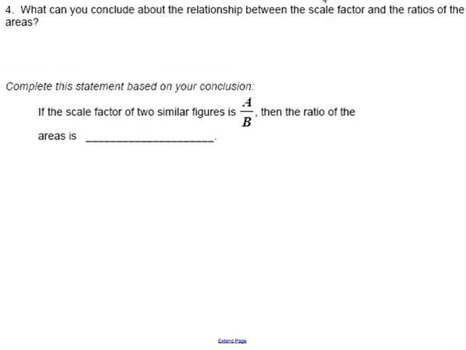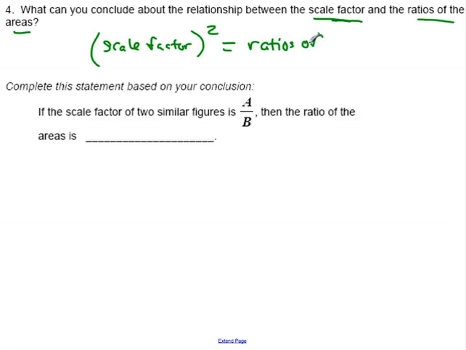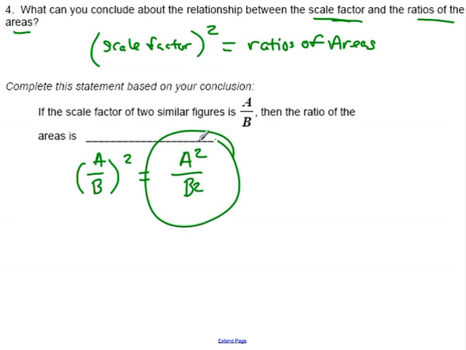What can you conclude about the relationship of the scale factor and the ratios of areas? Well, if we took the scale factor, whatever numbers it is, and we square it, we're going to get the ratio of areas. So the scale factor here is now A over B. The ratio of areas is not going to just be A over B, but we have to square it. A squared is A squared, and when we square B, we get B squared. We have A squared over B squared.